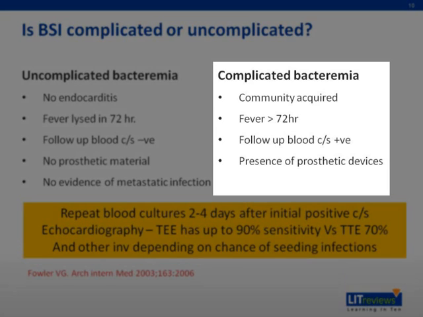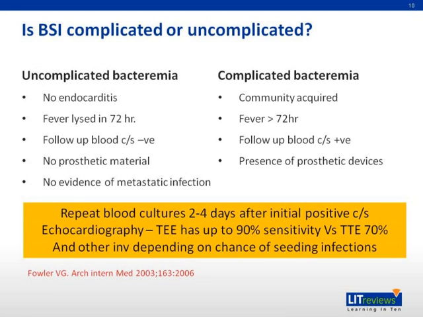In complicated bacteremia, the patient is likely to be from a community with no previous healthcare contact. History of fever is usually prolonged for more than 72 hours, and in fact, bacteremia is likely to be prolonged, and follow-up blood cultures are usually persistently positive. And the patient may have prosthetic material, for example, prosthetic valves, joints, devices, or even long lines.